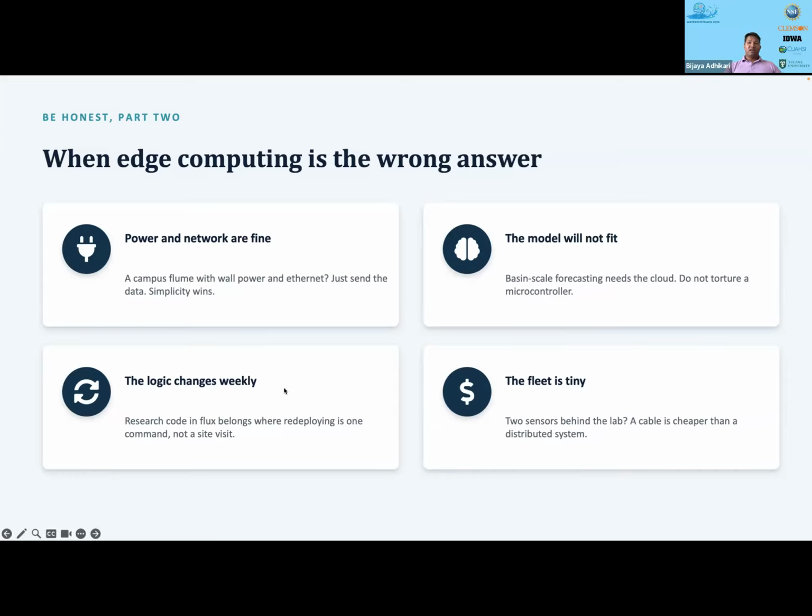The logic changes weekly. If that's the case, then you don't want to deploy it on the edge, because you need some place where redeploying is very easy, and not a place where you have to drive all afternoon just to fix code in one particular location, and it takes you a month to visit all the sites. That's not possible. And even when the fleet is tiny, two sensors in the lab, a cable is cheaper than a distributed system. No need to think of this as a network system. You can just do local computing.